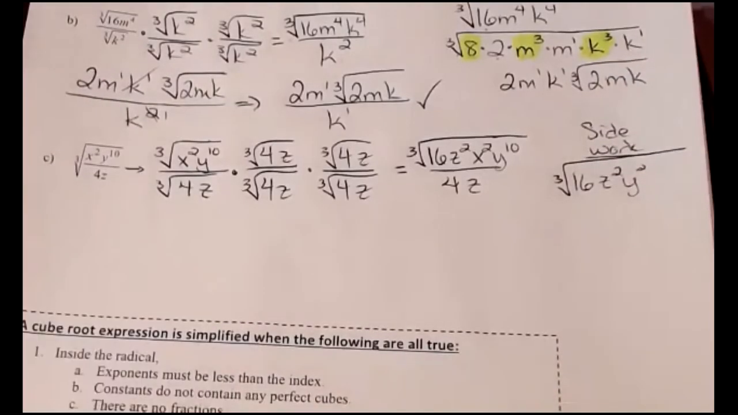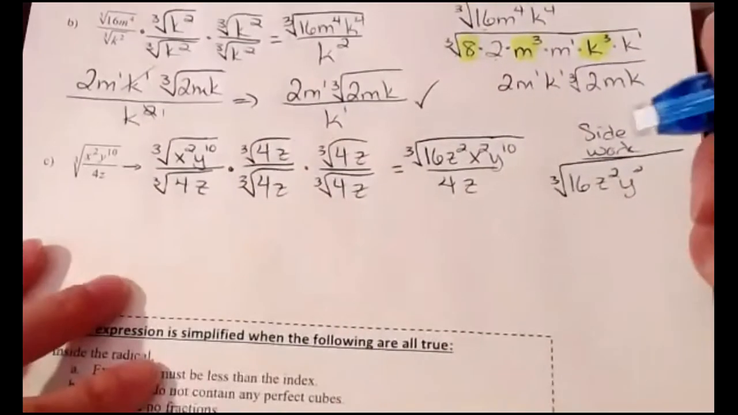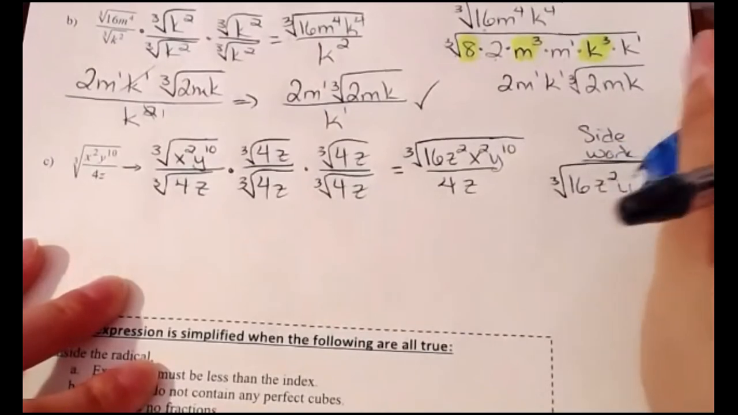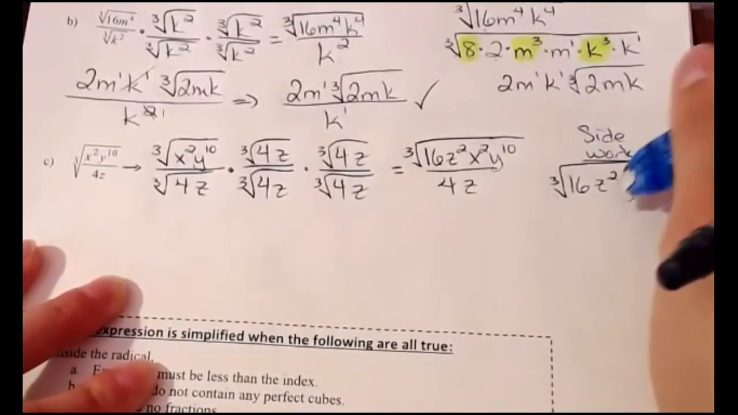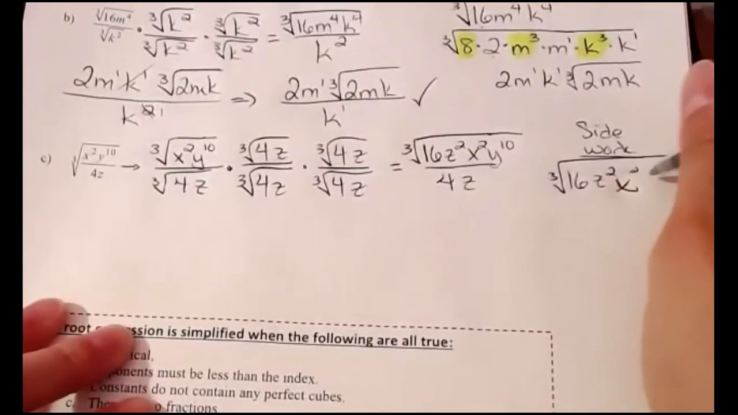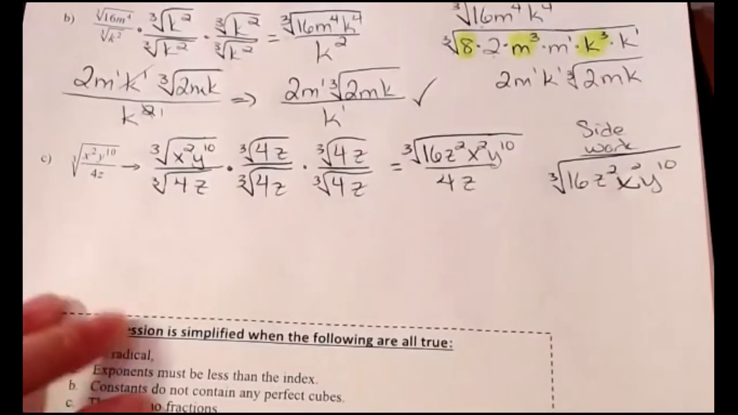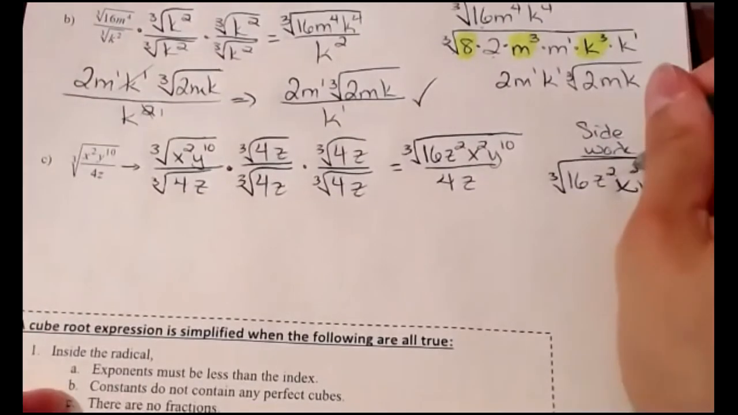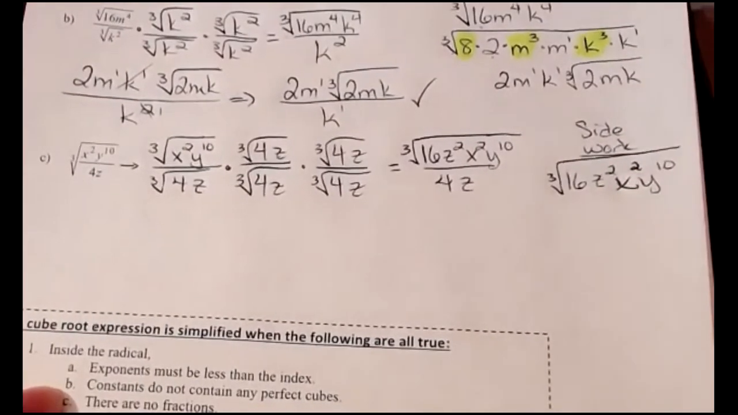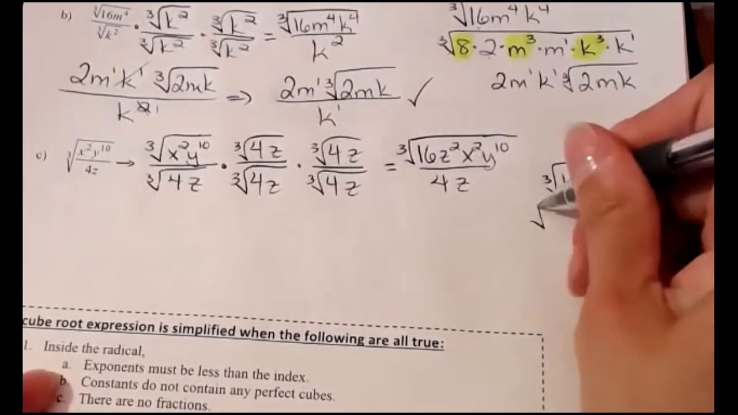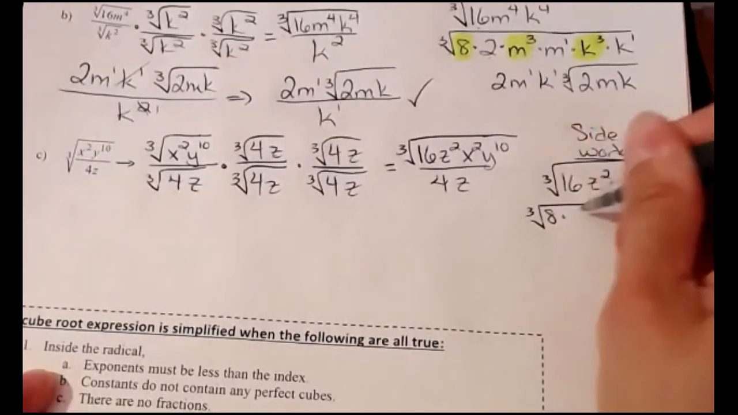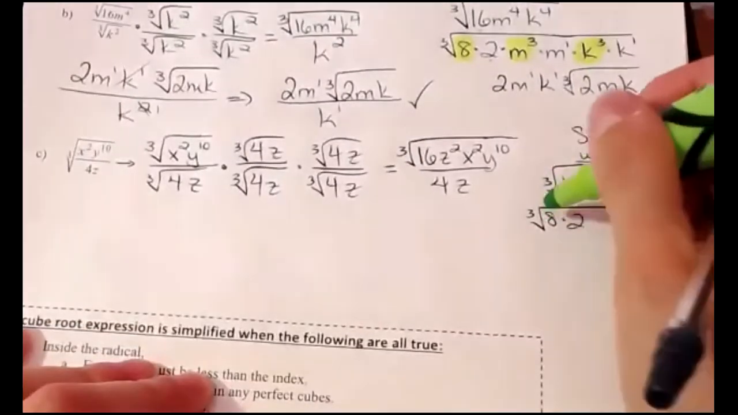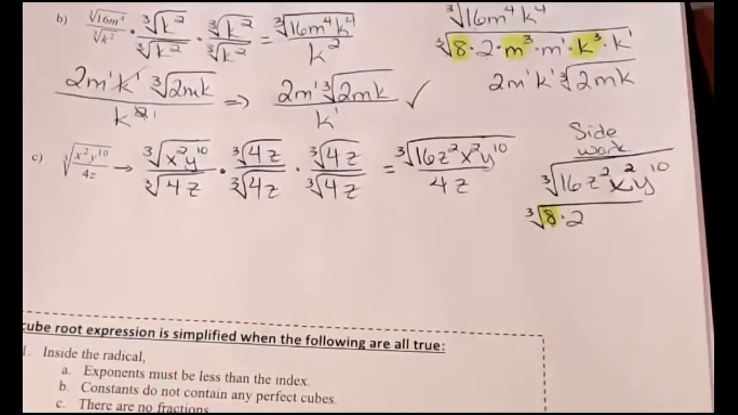Oops, nope. Hold on. There we go. Cube root of 16 z squared x squared y to the 10th. Cool. What's the first thing that breaks down? Start us off. 16, and it'll break down into 8 times 2. Yes, score, because we know that 8 is a perfect cube right there.